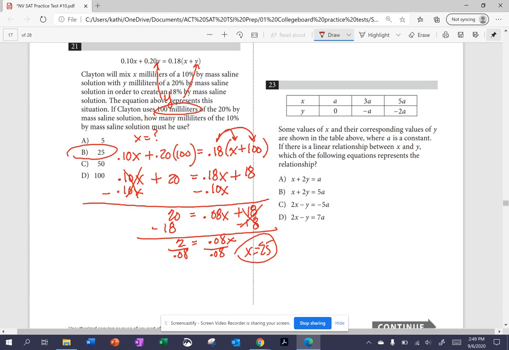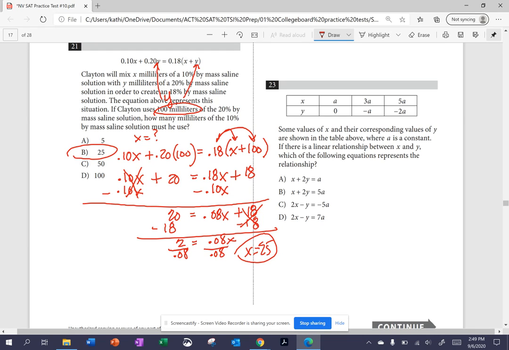23. Some of the values of x and their corresponding values of y are shown in the table above. Where a is a constant, if there is a linear relationship between x and y, which of the following equations represents the relationship?